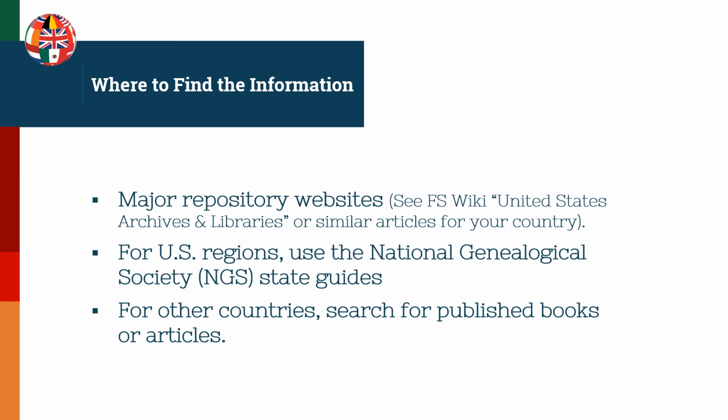These are a very concise and professional summary of the various record types and what is available and where to find them. They can be purchased on the NGS website in either a paperback or PDF format. If you're researching in other countries, there are many published books or articles or blogs that can also provide information in addition to the Family Search Wiki.